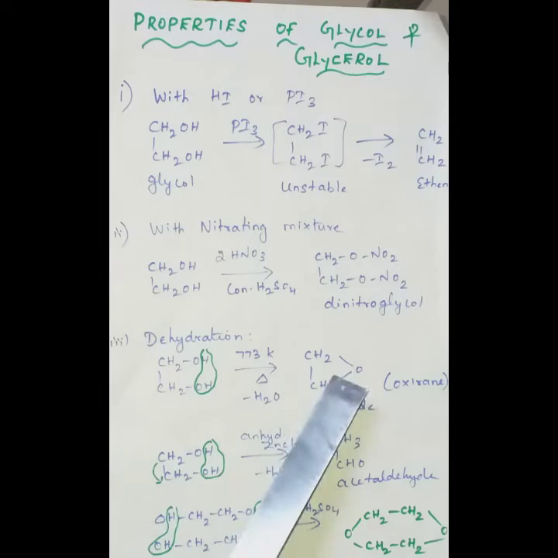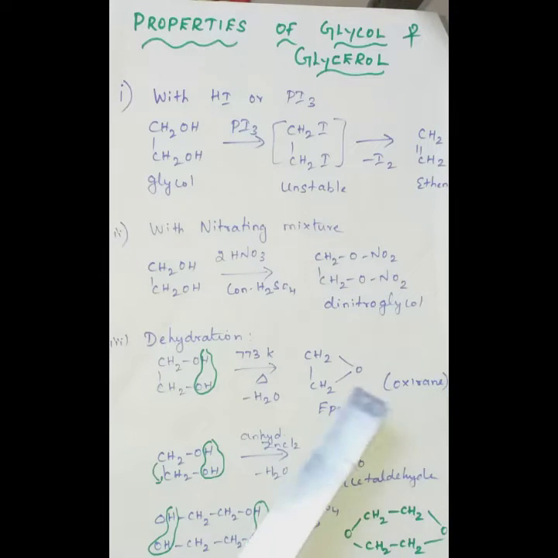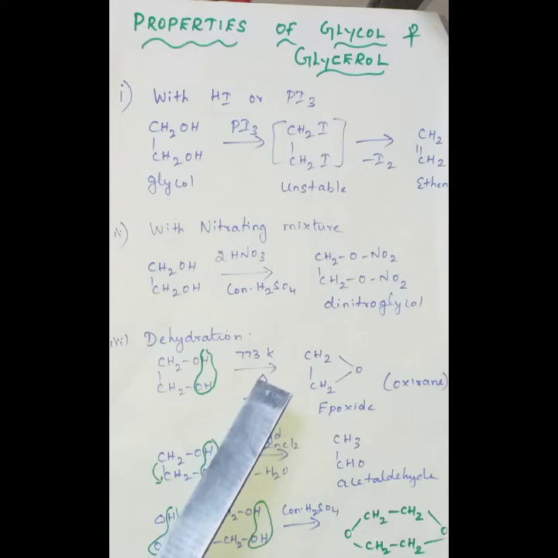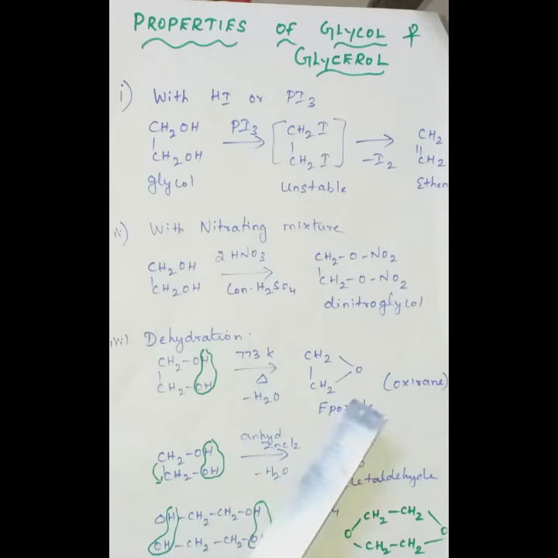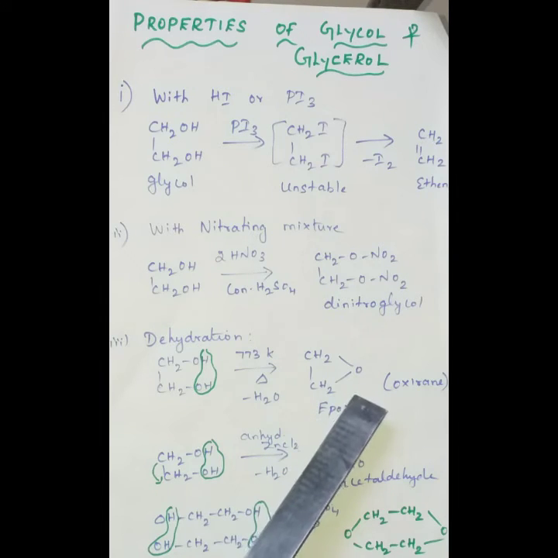CH2 single bond CH2 with an oxygen connected between them. This compound we call oxirane, O-X-I-R-A-N-E, oxirane. Generally we call it an epoxide. So glycol, when treated at 773 Kelvin, forms an epoxide compound. The next dehydration reaction is when glycol is treated with anhydrous zinc chloride.